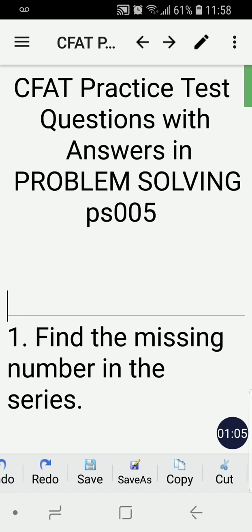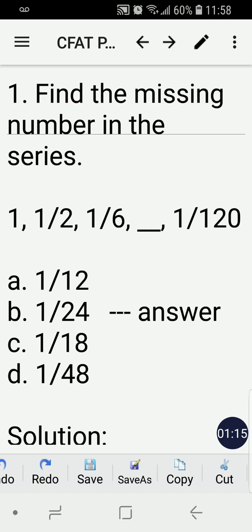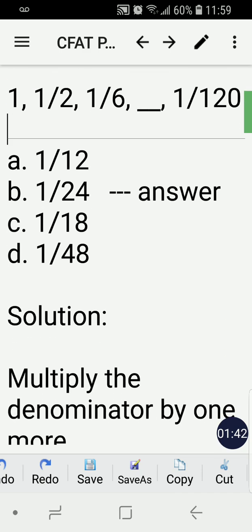Okay, so starting with number 1, find the missing number in the series. So here is the series: 1, 1/2, 1/6, blank, 1/120. So the choices are there, but the correct answer is 1/24. Okay, and I'll show you the solution.